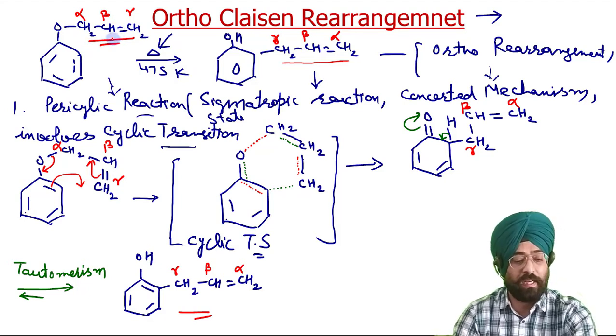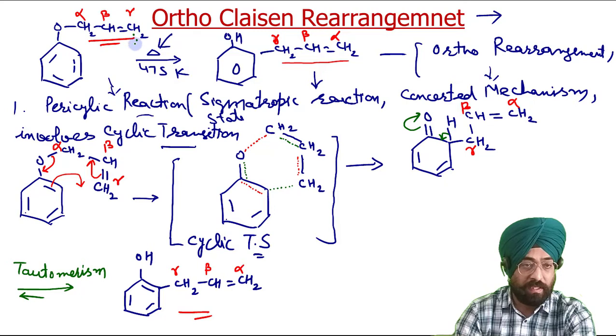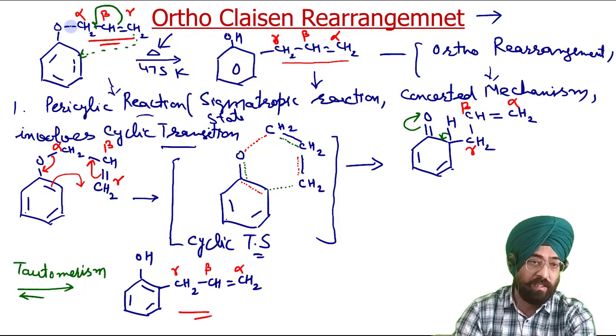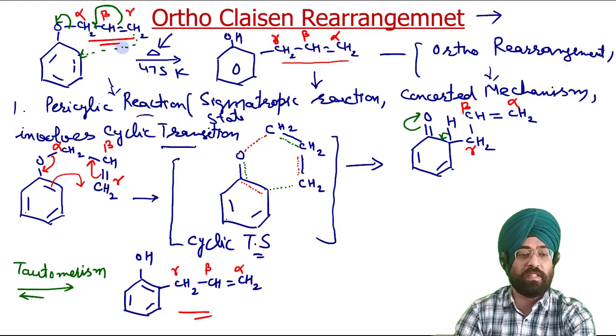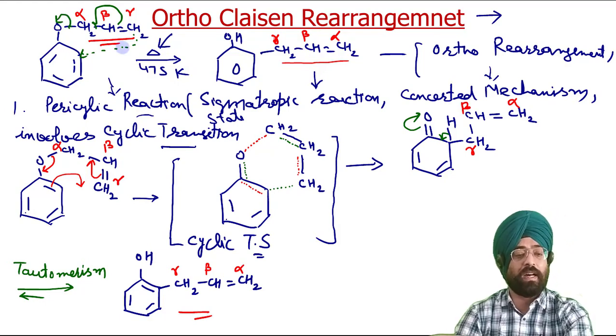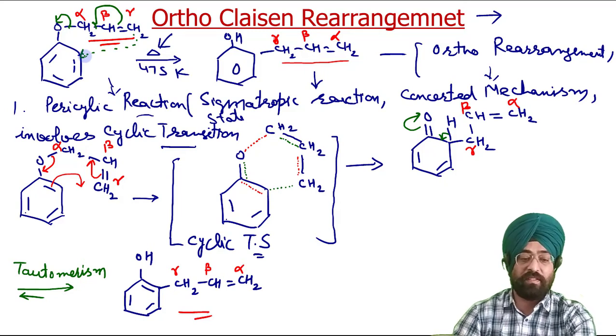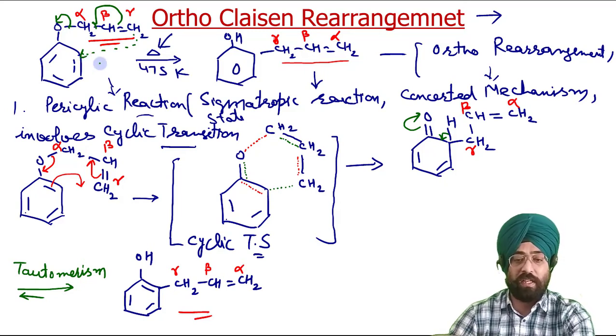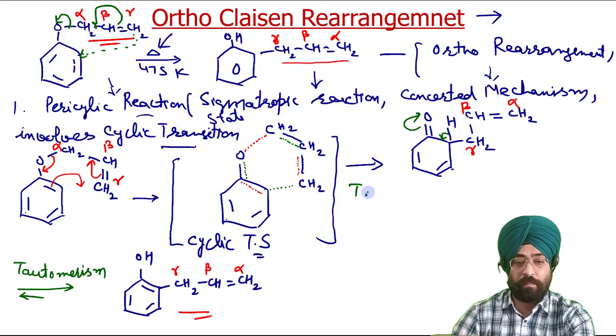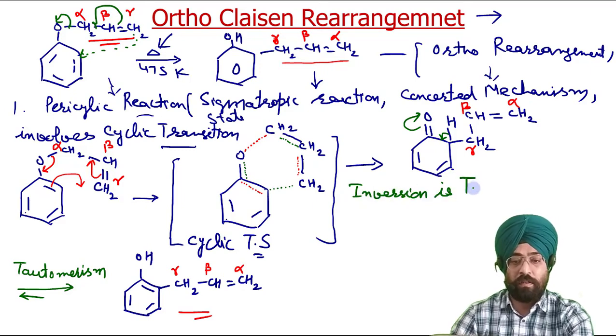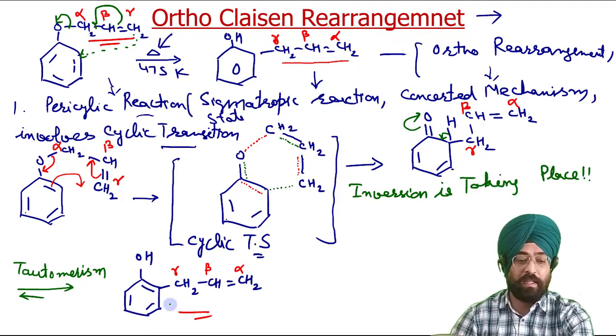What is happening, I will show. This atom is getting attached here, this bond is shifting here, this bond is getting cleaved. So basically this is happening. This gamma carbon is the carbon that is getting attached to this benzene ring. So the overall inversion is taking place. Now how to prove that, how to check.